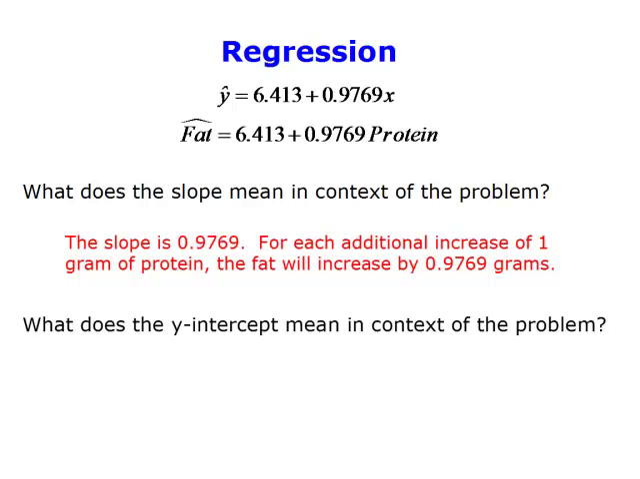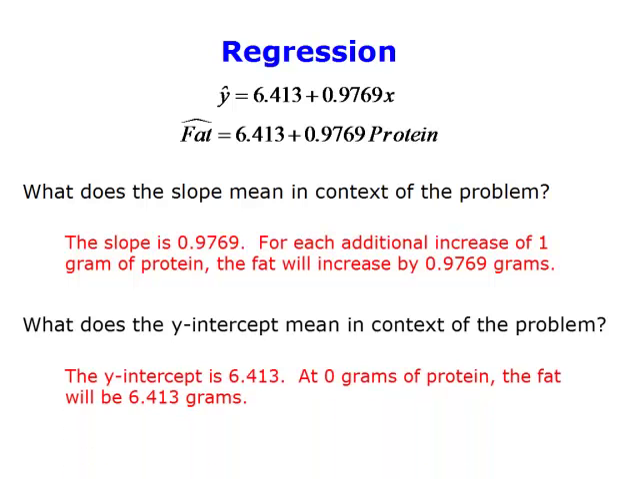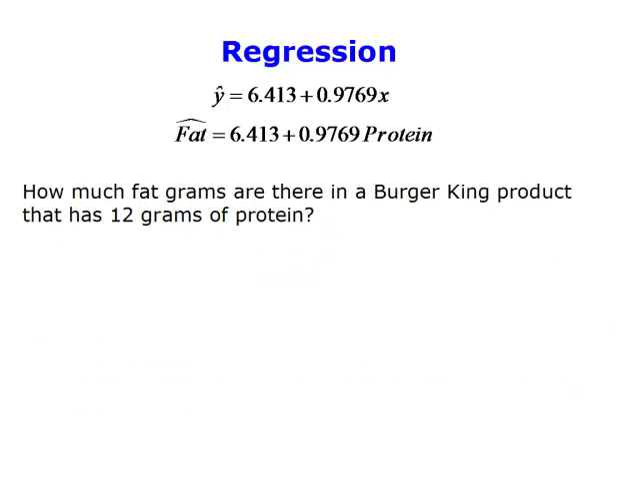What does the y-intercept mean in the context of this problem? The y-intercept is 6.413. At 0 grams of protein, the fat will be 6.413 grams. How many fat grams are there in a Burger King product that has 12 grams of protein? What we're going to do is plug in 12 into our equation and predict the amount of fat. Therefore, 6.413 plus 0.9769 times 12 will give me 18.1358. So that 18.1358 is the amount of grams of fat that will be in this product.